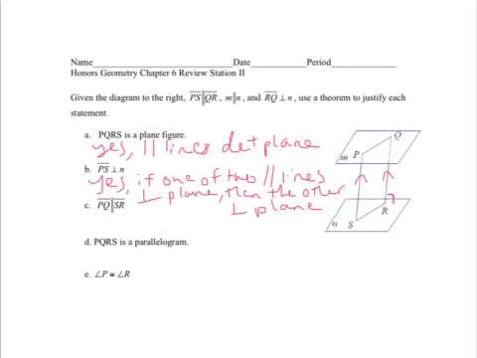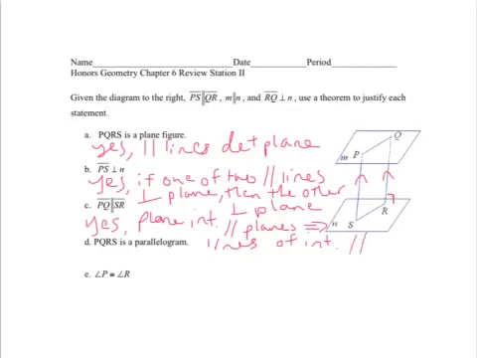All right, our next one is PQ parallel to SR? Once again, our answer would be yes, or true. And I know this because PQRS is a plane figure, so we have a plane figure here, and if I have two parallel planes that are intersected by another plane, then the lines of intersection are parallel. So, if a plane intersects parallel planes, then the lines of intersection are parallel.